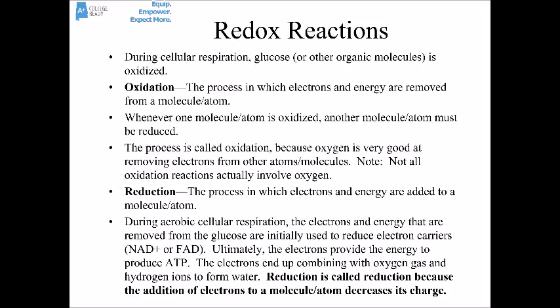During aerobic cell respiration, the electrons and energy that are removed from the glucose are first used to reduce electron carriers, either NAD+ to make NADH or FAD to make FADH2. Ultimately, the electrons provide the energy to produce ATP. And the electrons, in the end, combine with oxygen gas and hydrogen ions to make water. It's important to note that reduction is called reduction because the addition of electrons to an atom or a molecule decreases its overall charge. They make it more negative.